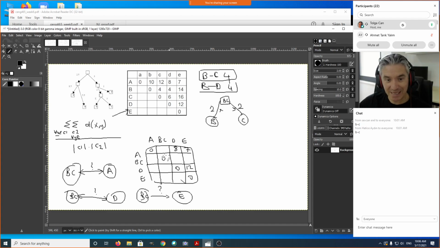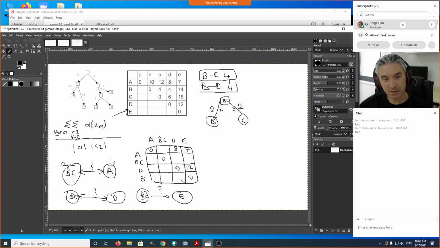BC and D, BC and E, and BC and A need to be changed. So this is how I'm going to compute them. And as I said, it's really easy. It's just an average. It's basically looking at all pairwise distances between these two clusters, between individual objects, summing them up: distance between B and A, distance between C and A, and dividing it by 2 times 1.